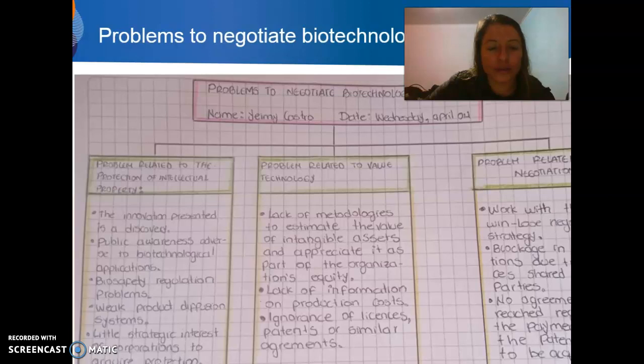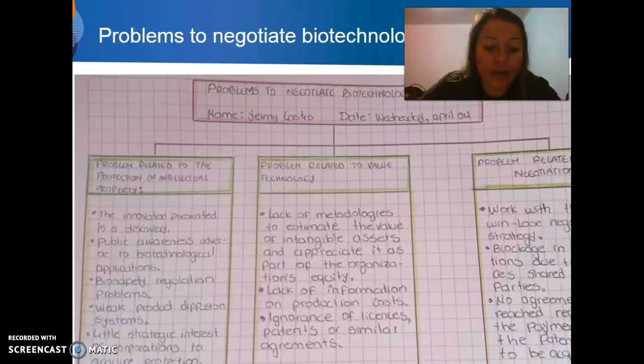Problems to negotiate biotechnological products. The problems to negotiate biotechnological products that are evident in the companies are the following. Problem related to the protection of intellectual property.